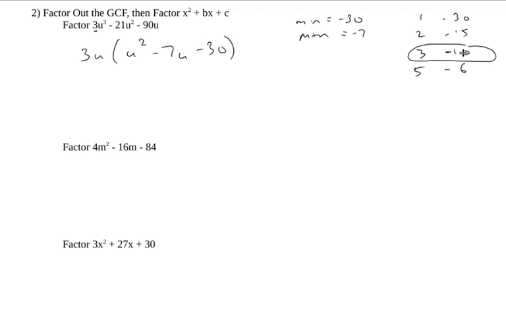So that has a sum of negative 7, so that means this factors. We still have the 3u out in front, but this part right here factors further as u plus 5 times u minus 6.